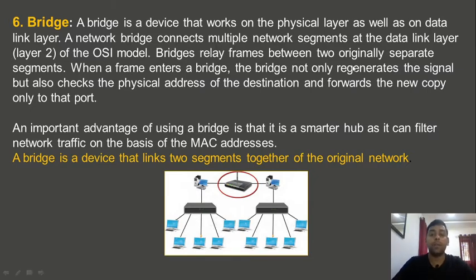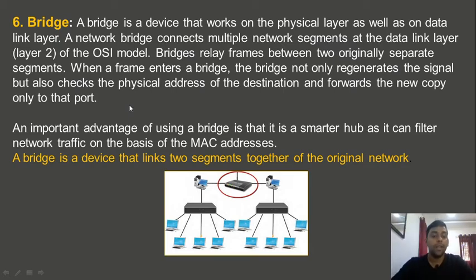A network bridge connects multiple network segments at the data link layer. It's layer 2 of the OSI model. Bridges relay frames between two originally separate segments. When a frame enters a bridge, the bridge not only regenerates the signal but also checks the physical address of the destination and forwards the new copy only to that port. That means it won't copy the signal to all other ports. It sends it to the specific port.